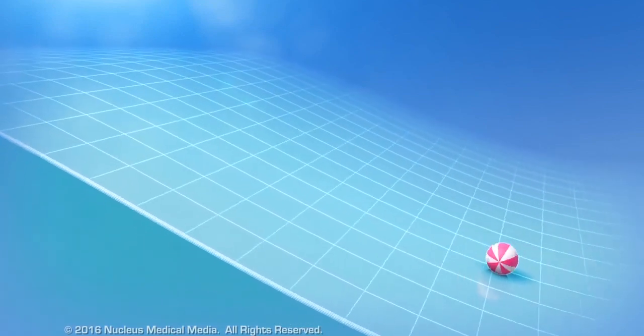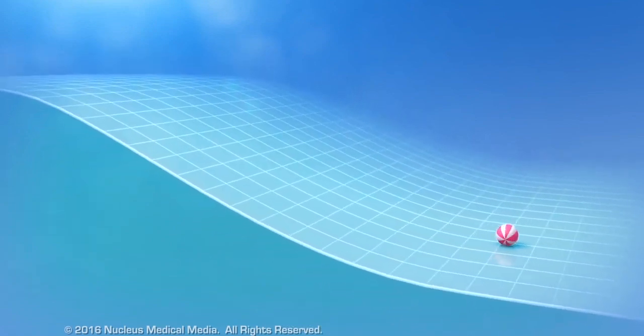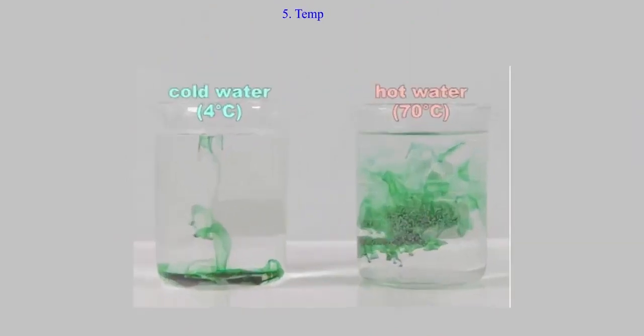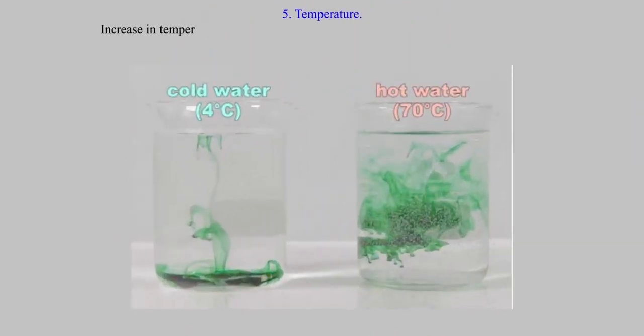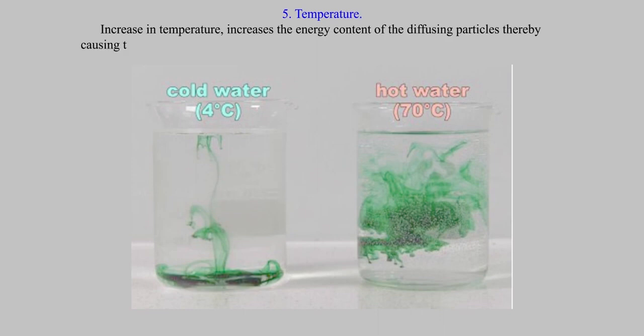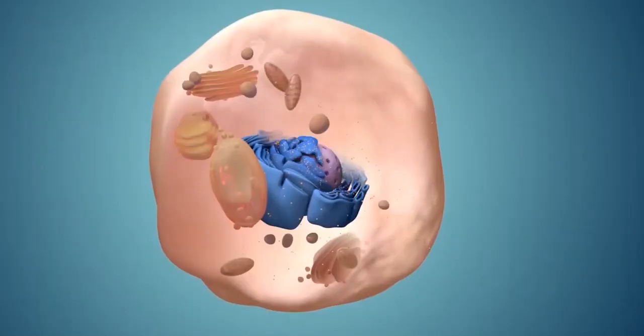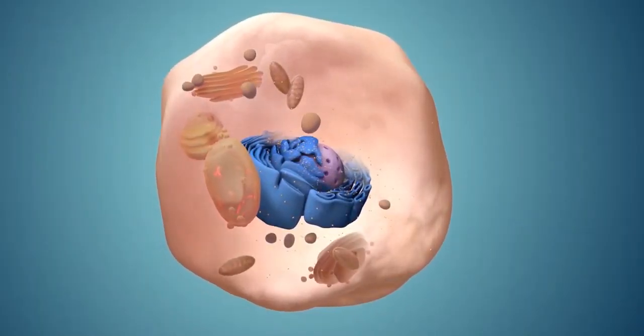You understand? The last factor that can affect the rate of diffusion is temperature. Here you can say that temperature is directly proportional to the rate of diffusion. Why? The higher the temperature, the higher the rate of diffusion, because temperature increases the kinetic energy of the diffusing molecules and they tend to move faster across the membrane through which they are diffusing. Those are some of the factors that affect the rate of diffusion.